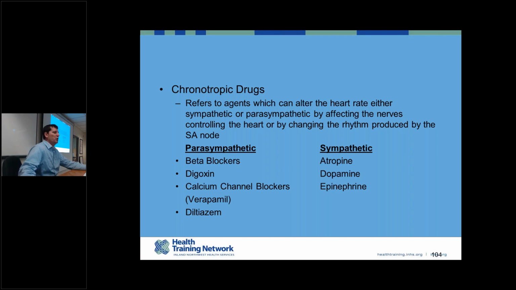Okay, chronotropic drugs. My tongue is stuck, sorry. Again, we're talking about what's going to affect heart rate. So again, beta blockers, digoxin, which is one of our drugs, calcium channel blockers, diltiazem, also a calcium channel blocker, are all going to slow it down. What's going to help it? Atropine is going to get our heart rate up.